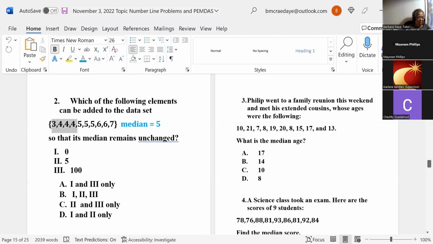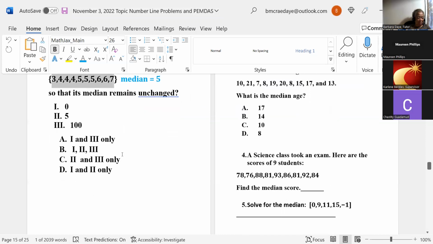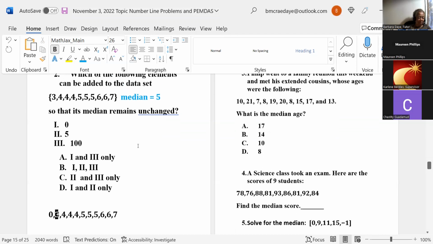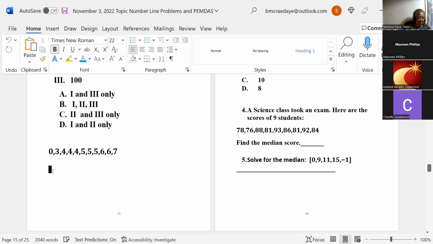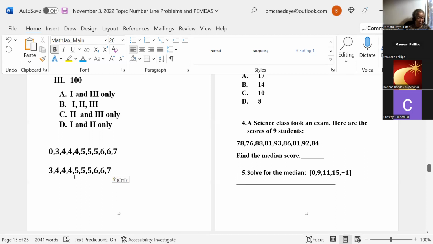Okay, let me take this number. When it says add a 0, it means take this data set and add a 0. So let's just take this data set. Now, if you add a 0 here, you'd put a 0 right here. And then if you add a 5, let's just copy this again. And now I'll add a 5. I'll put a 5 here.